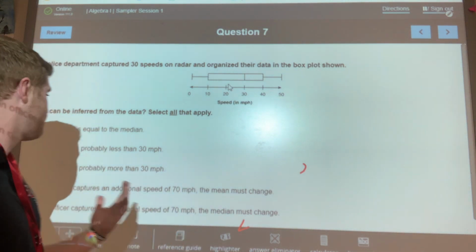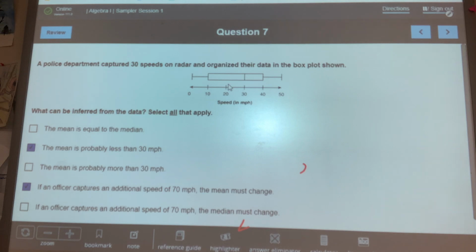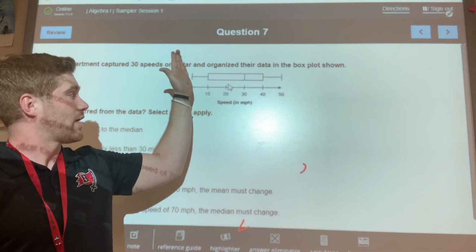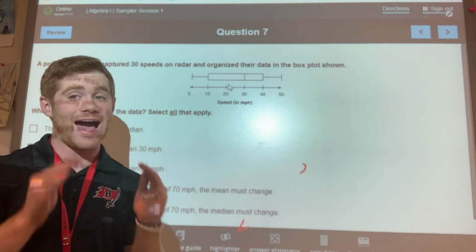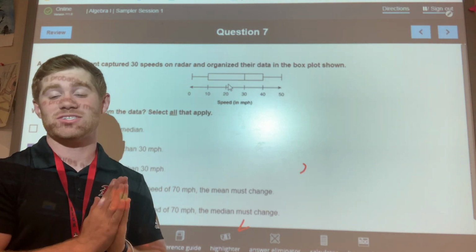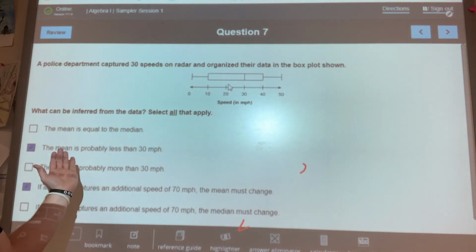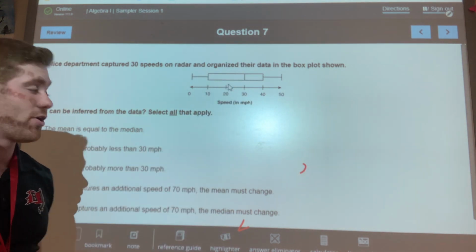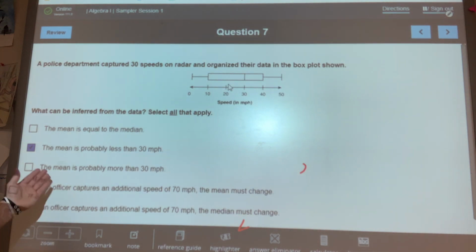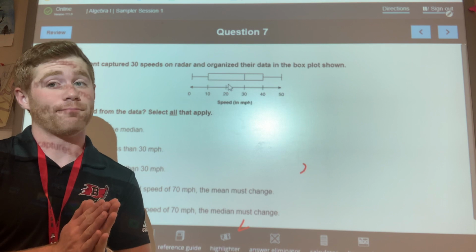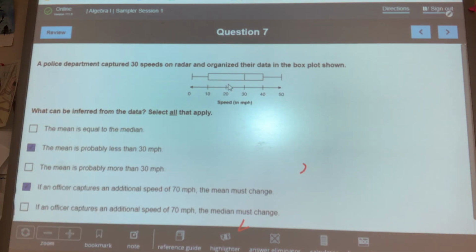That cannot be true. Okay, next one says the mean is probably less than 30. Okay, you see all of this information here. We are going to assume that a mean is the average, so it's going to be more in the middle set of the data, where the 30 is not in the middle set of the data. So we're going to say it's probably less than 30. So that's one of our answers. This one says the mean is probably more than 30. Well, if it's probably less than 30, I really hope it's not more than 30, so it can't be C.